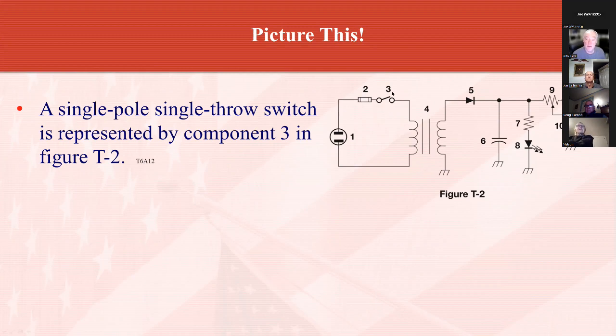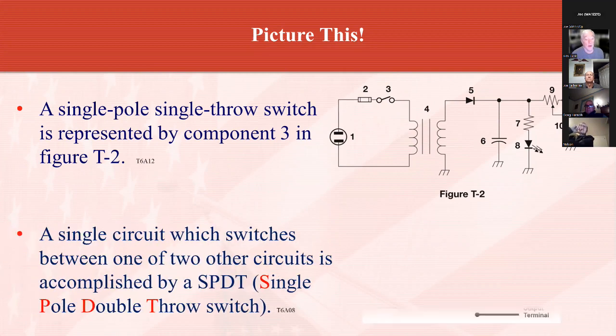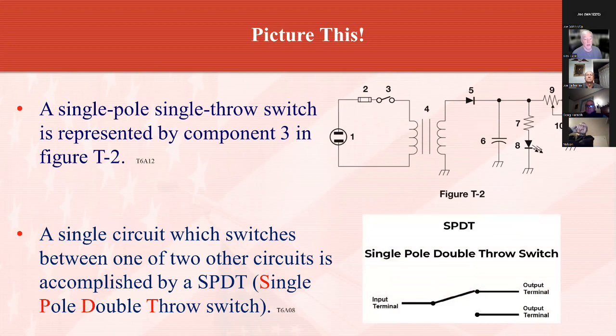So this is my friend. Whenever I saw this on my test, I was happy, let me tell you. But so that's a single pole, single throw switch. Now, a single circuit which switches between one of 2 other circuits is accomplished by a single pole double throw switch, which is, again, the same concept. It's not turning between on and off. It's choosing between one or the other circuit.